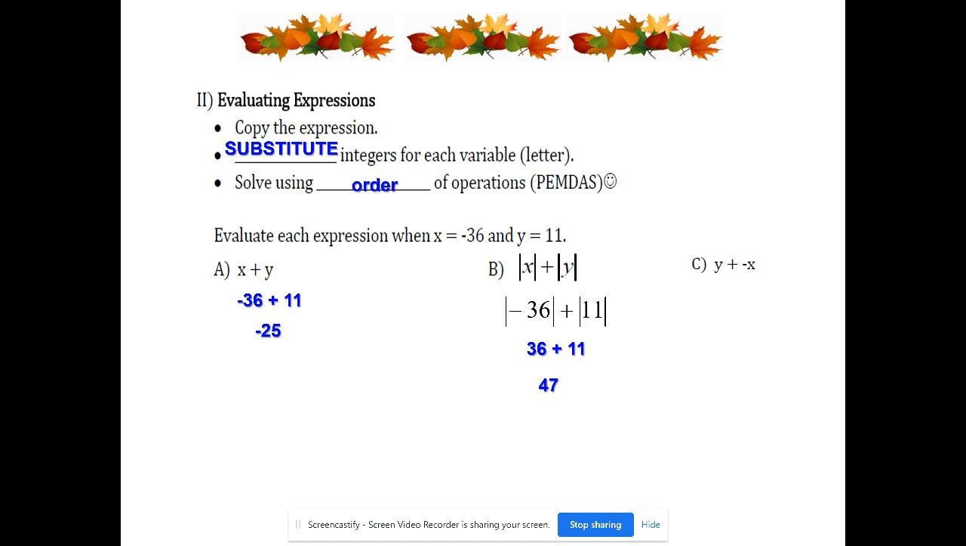Letter C is one that you should star. This is huge.